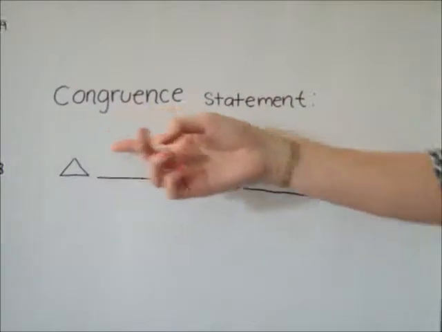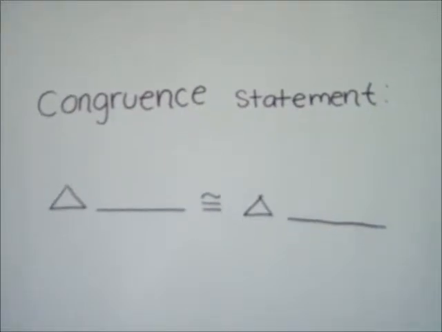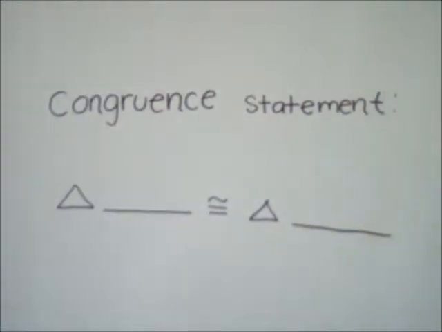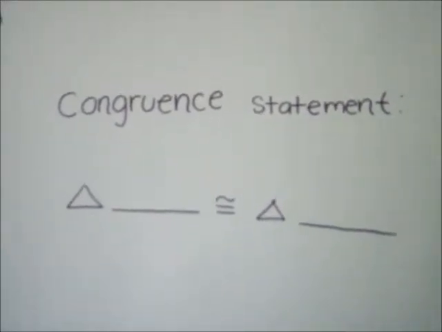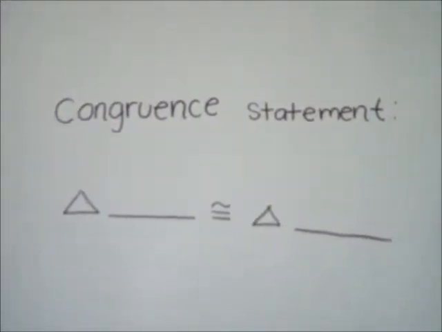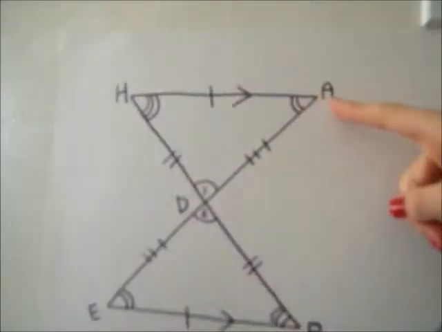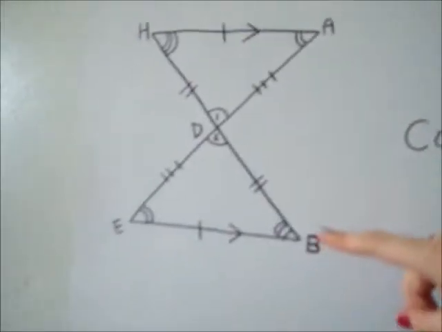Oh, so what about congruent statements? Well, congruent statements are just statements that say what sides or angles of different triangles are congruent. Don't forget, Cassie, that your sides and angles have to match up in a congruent triangle statement. So, in this triangle, you could say, for example, that triangle HAD is congruent to triangle BED.